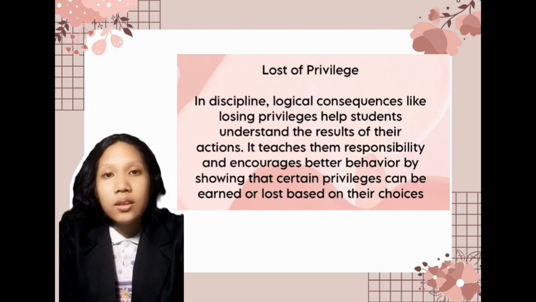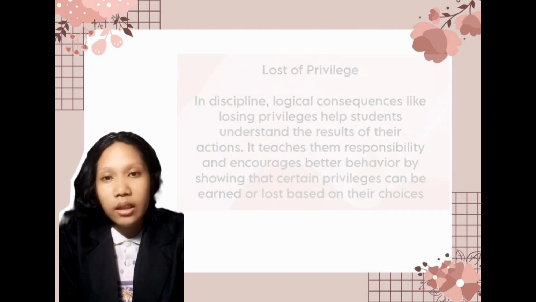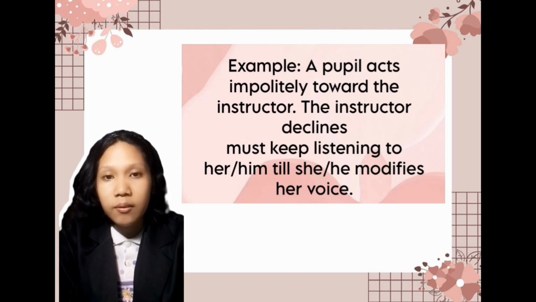Third, loss of privilege. Make use of this kind of logical consequence when a student fails to meet requirements. Apply this kind of consequence for pupils who test the rules, break them, or just forget them. Example, a pupil acts impolitely toward the instructor. The instructor declines to keep listening to them till they modify their voice.